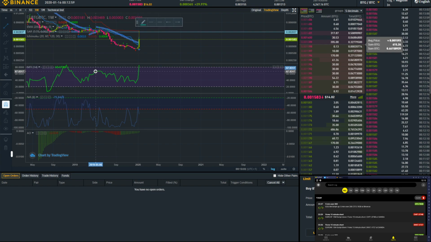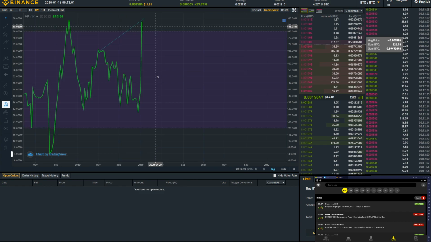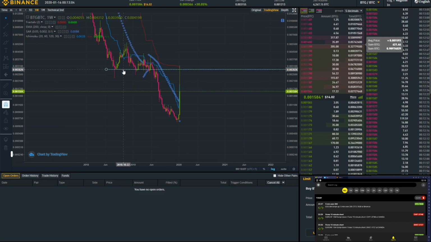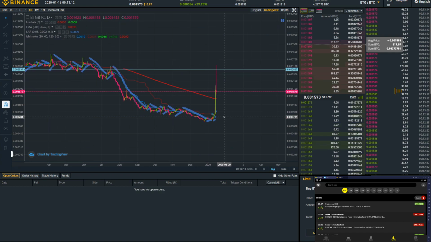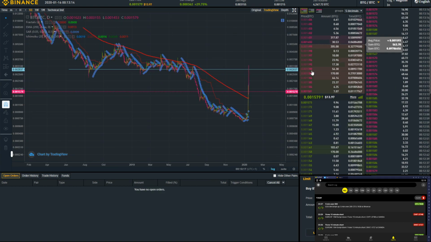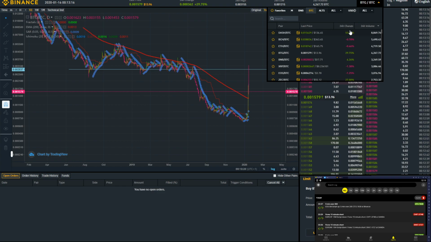So here you have a clear bearish divergence on the weekly, and if you want to trade this, you don't need to trade this, because it will go lower than this, because it's a shitcoin and nobody uses it.